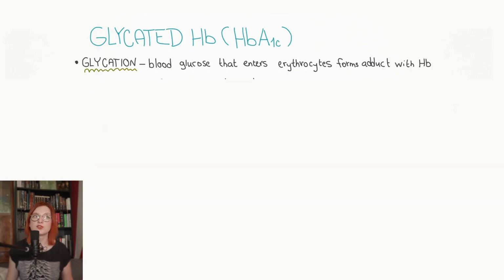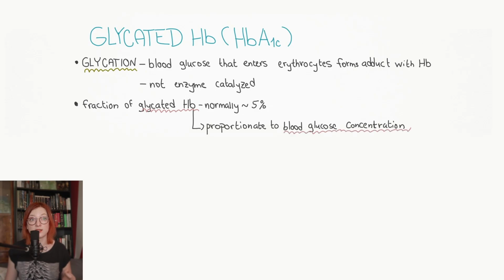And lastly, I will mention so-called glycated hemoglobin. Blood glucose that enters erythrocytes can form a covalent adduct with part of hemoglobin beta chain. This process is called glycation and it is not enzyme catalyzed. In healthy adults, this glycated hemoglobin represents around 5% and it is proportionate to blood glucose concentration. Because erythrocytes have half-life around 60 days, glycated hemoglobin reflects the information about mean blood glucose concentrations over the several weeks. This information is therefore useful in management of diabetes mellitus.